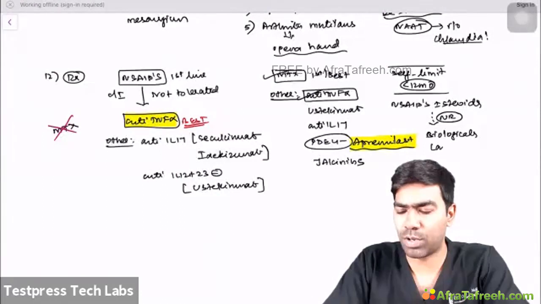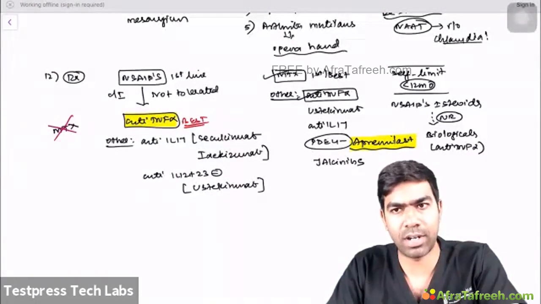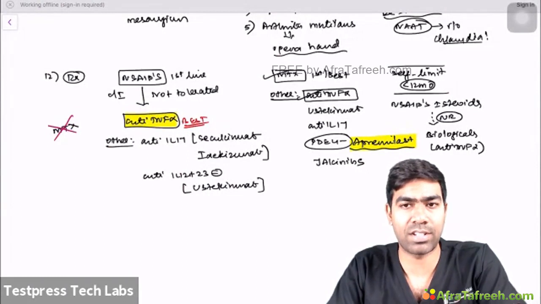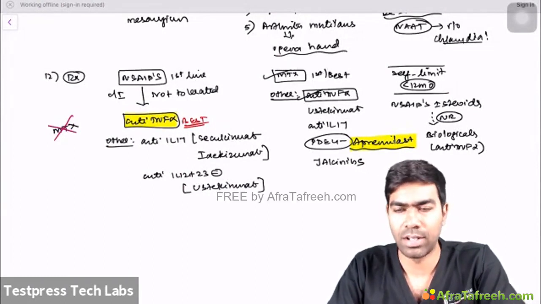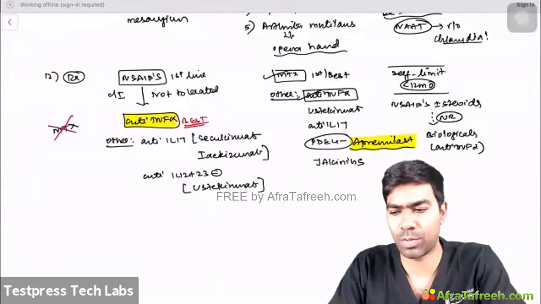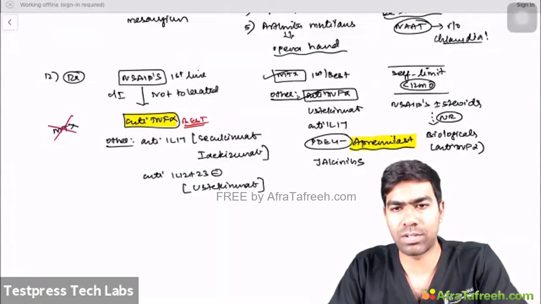And the most important biological agent is anti-TNF alpha drugs in this scenario. It's approved for treatment in reactive arthritis also. Reactive arthritis, underlying malignancy? No, we are talking about underlying infection. It's an infectious reaction, not a malignant reaction. It's an infectious reactive arthritis you're talking about. So biologicals can be used, like anti-TNF alpha drugs have been approved in the setting of reactive arthritis as well.